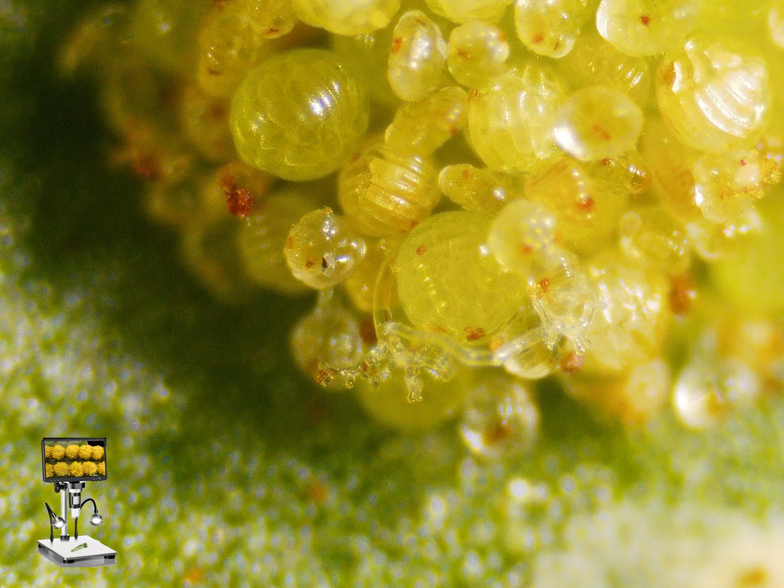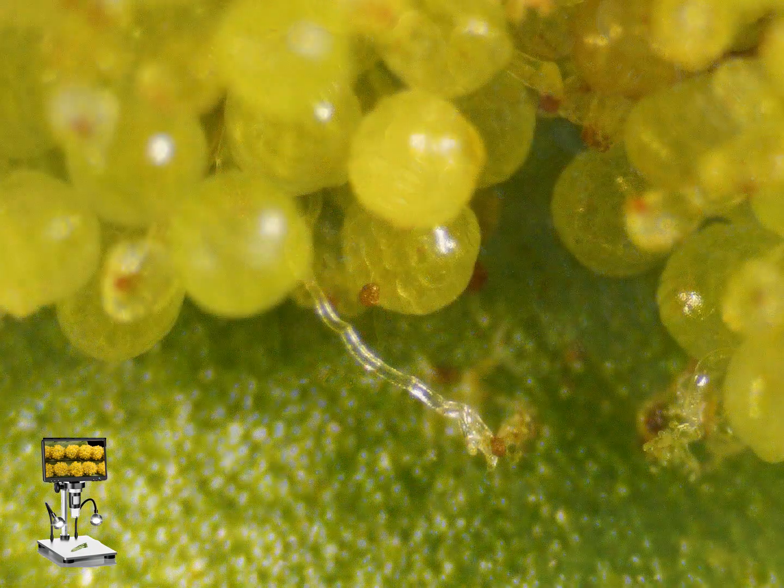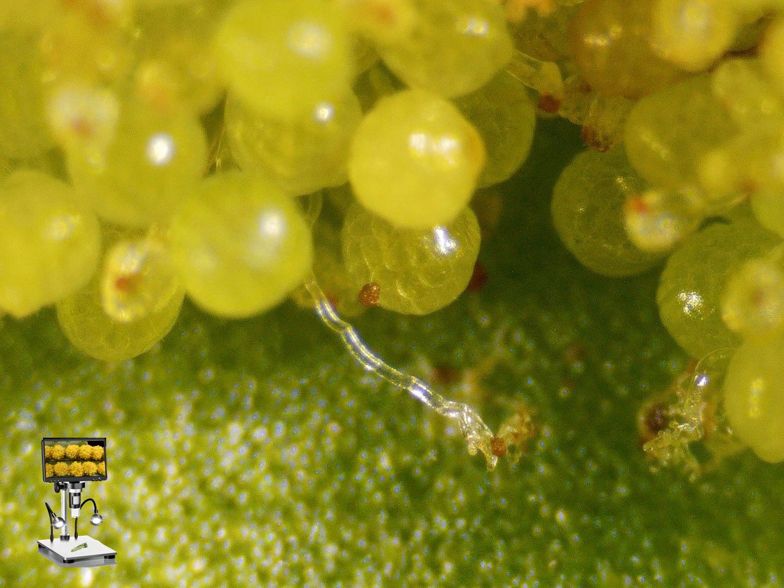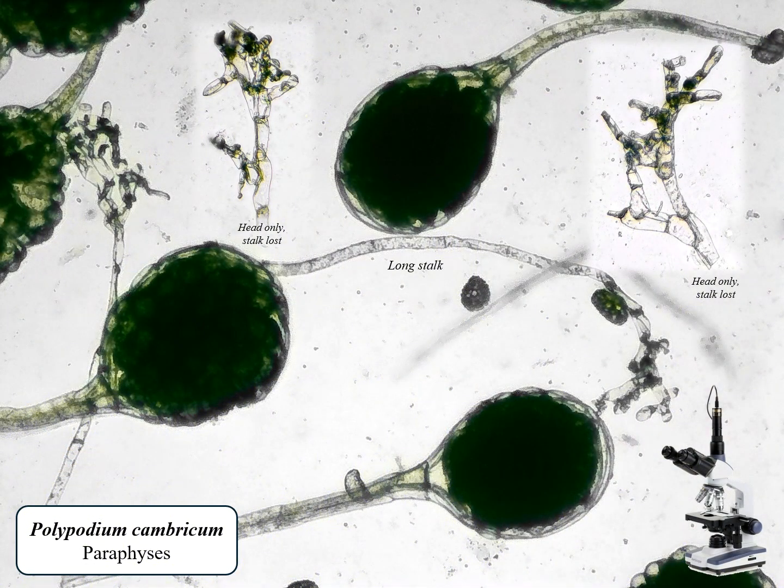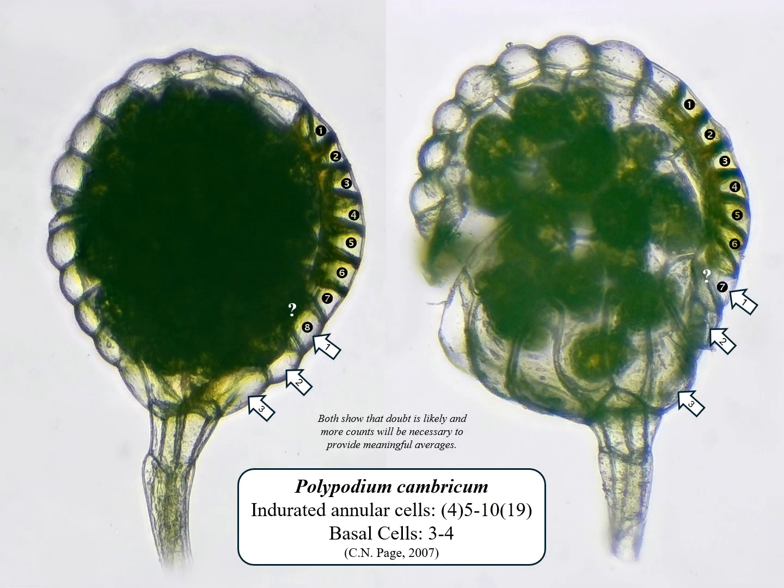Some paraphyses photographed on the digital microscope and enlarged, and then on the compound microscope, assisted by focus stacking software. Here are some examples of what we can see when attempting to count the indurated and basal cells. These sporangia show how doubt can prevent confidence, obliging us to assess other sporangia.